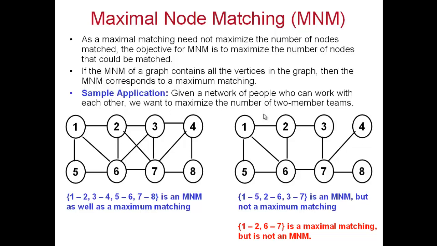And so the edges capture who can work with whom. So given a network of users indicating who can work with whom, we want to come up with the maximal node matching of the users such that the number of users who are matched is maximized.